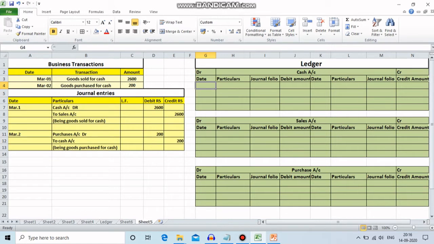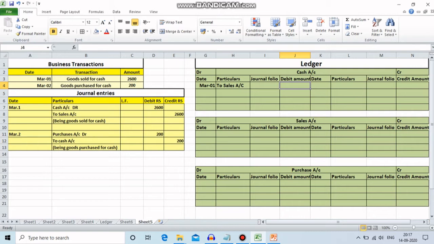Here in the first column we will mention the transaction date, that is March 1st, and the second column is the particulars column. In this column we will mention "To sales account". Since we are preparing the ledger for the cash account, we should check where cash is appearing in the journal entries. Here in both the journals, cash is appearing. In the first journal, cash is associated with sales. So we need to consider sales.